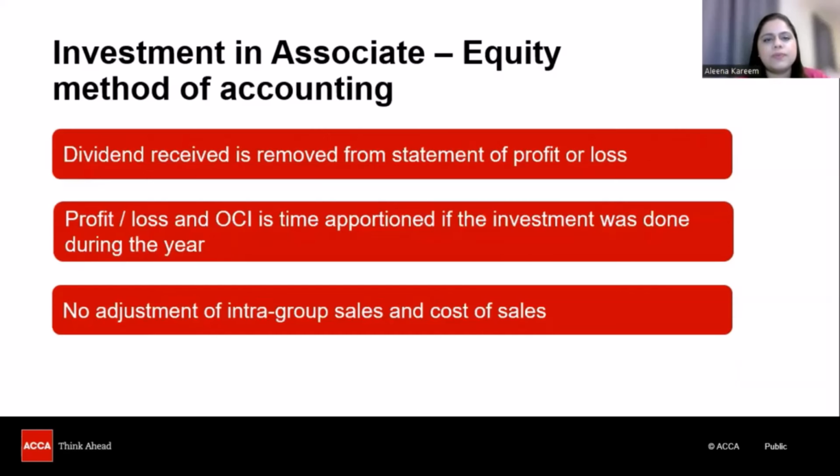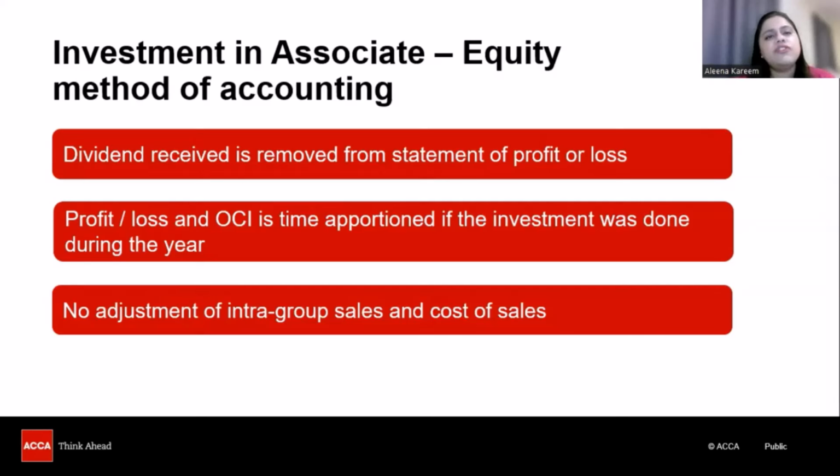over here also. If there is any dividend which has been received, so any kind of dividend income, that is going to be removed because we don't want double accounting. On one hand, we are taking the share of profit. If we show the dividend also, that is going to be double accounting. So we remove that from the financial statements.